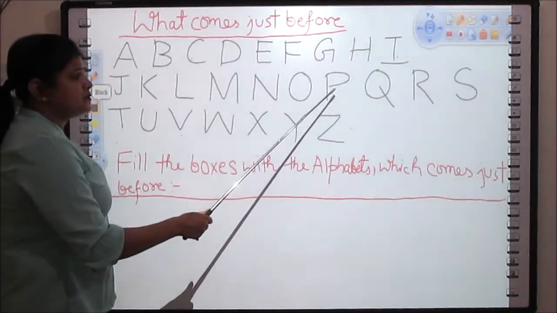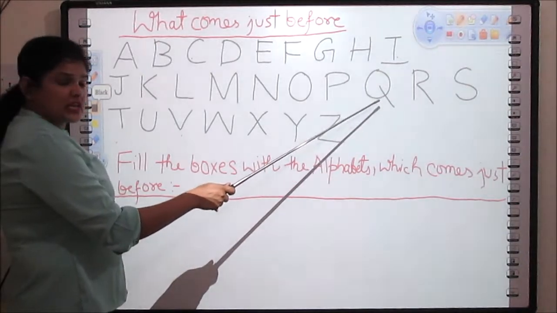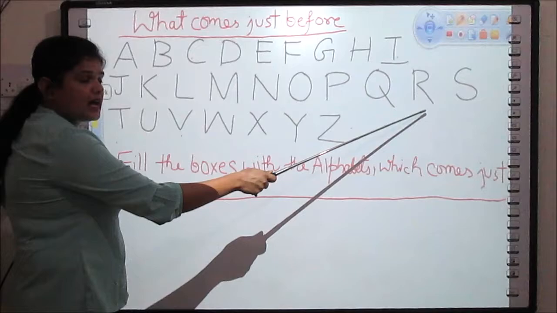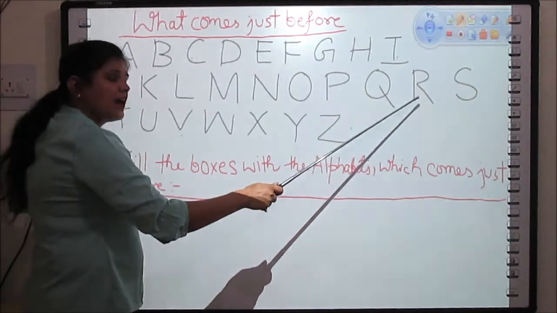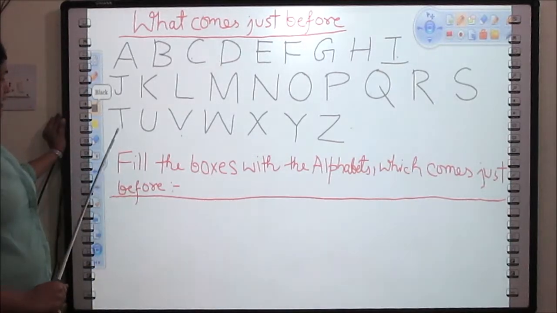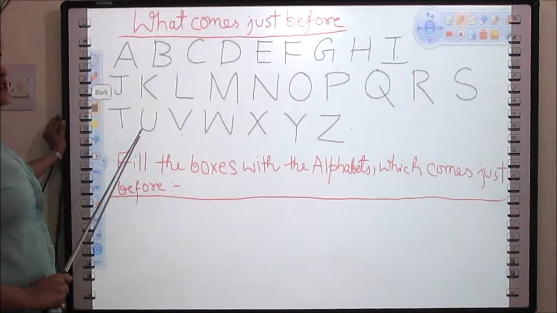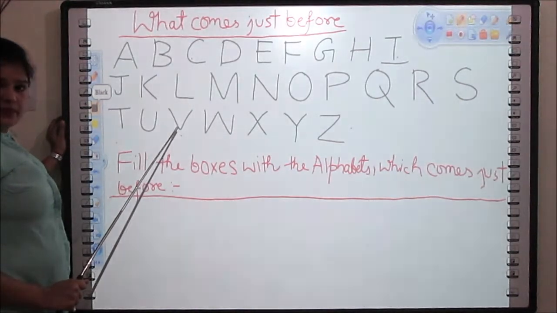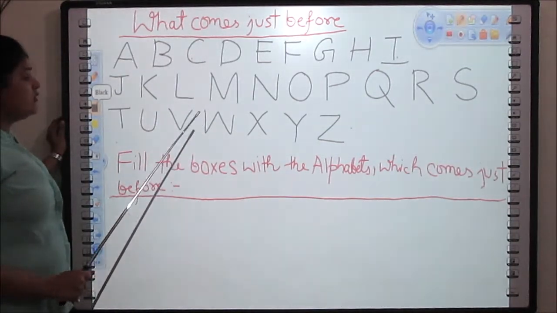N. What comes just before P? O. What comes just before Q? P. What comes just before R? Q. What comes just before S? R. What comes just before T? S. What comes just before U? T. What comes just before V? U. What comes just before W?